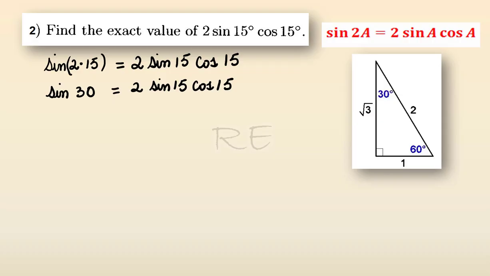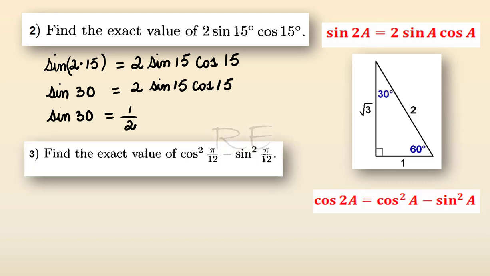Now, the special triangle is 1, 2, square root of 3. And sine 30 is the opposite, 1, over the hypotenuse, 2. Sine 30 degrees is 1/2. And we're done.